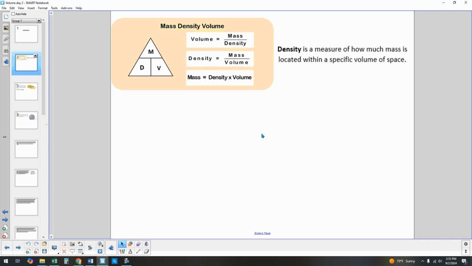I typically think of density being mass over volume. That's the way I personally remember it, which is this formula right here. But there are other ones that you can use. If you remember this triangle, mass over density equals volume, right? M over D equals V. M over V equals D, mass over volume equals density. And mass equals density times volume. So if you remember this triangle, you could remember all three formulas. I tend to actually just remember this and have to convert it myself to the others.